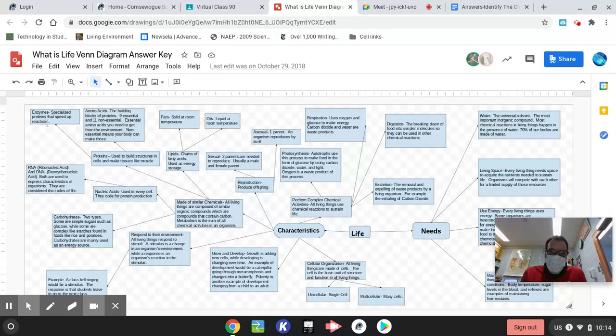Okay? I will point out one more thing, a specialized protein called an enzyme. And enzymes are really important for those chemical reactions we were talking about. So anyway, that's a quick overview of the characteristics and needs of living things. Definitely go through this. Definitely go through and add information that you don't have on your sheets. And that's it. I'm going to stop this recording and see if anyone has any questions.